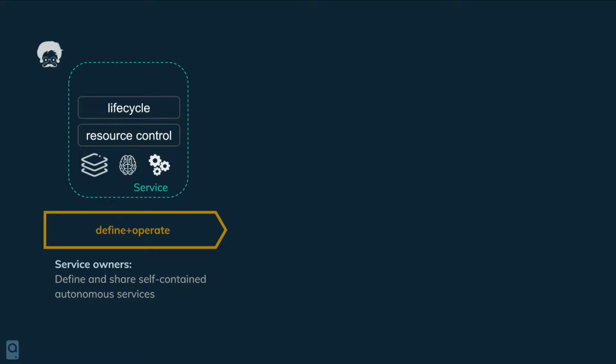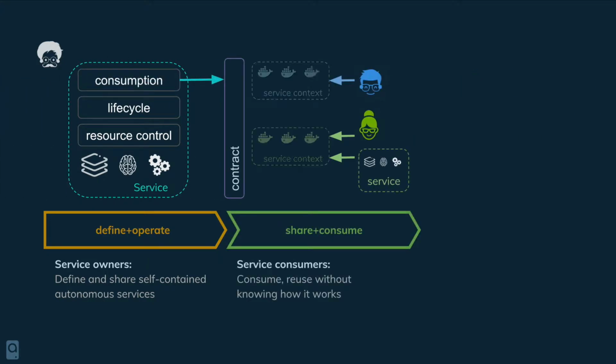A developer specifies a self-contained autonomous service with all service, lifecycle, and resource controls defined. Once the service is defined, it is shared for consumption with other users, teams, or services. Sharing is done in a way that the service can be consumed and reused without understanding the inner workings of the service. Consumers can focus on their deliverables and their services without having to worry about how the service they rely on works. This greatly simplifies the interactions between teams and saves a lot of time.